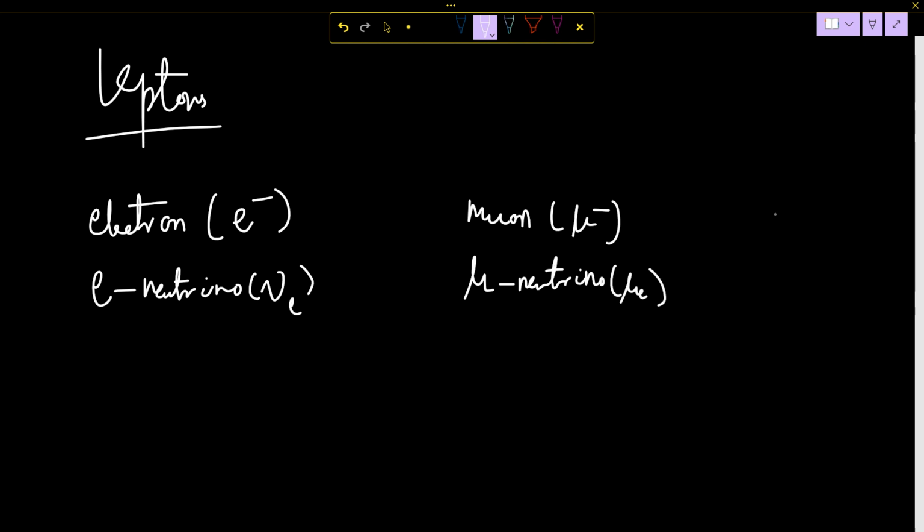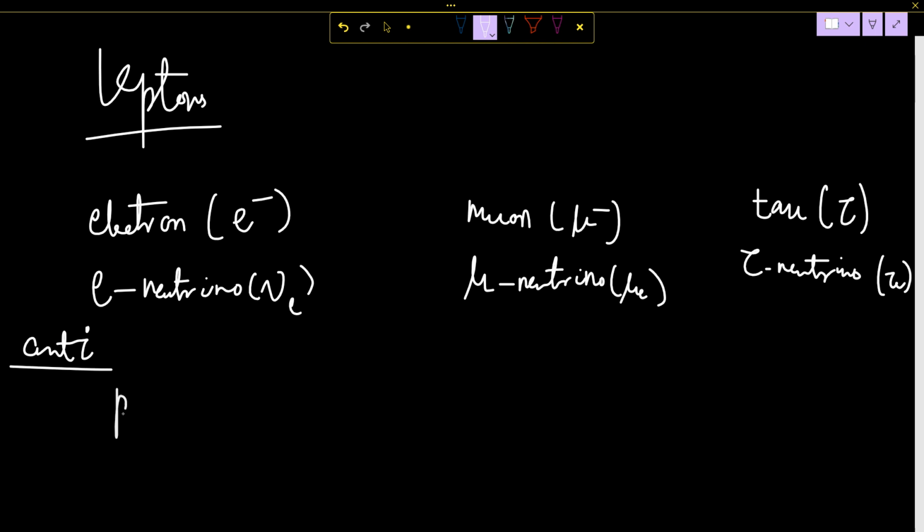The last one is tau, some people call it tau. I find it really weird to say it that way, so I just say tau. So tau and the tau neutrino. All right, so these are your leptons, and all the leptons have their antiparticles. The electron's antiparticle is the positron. I can say antiparticles.